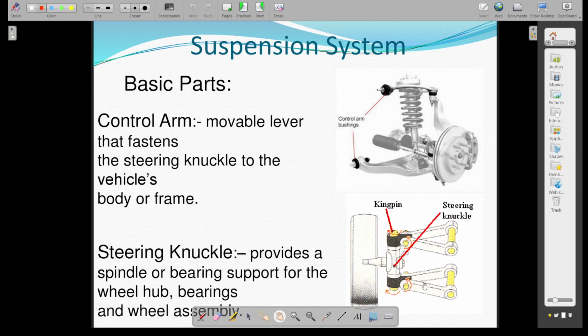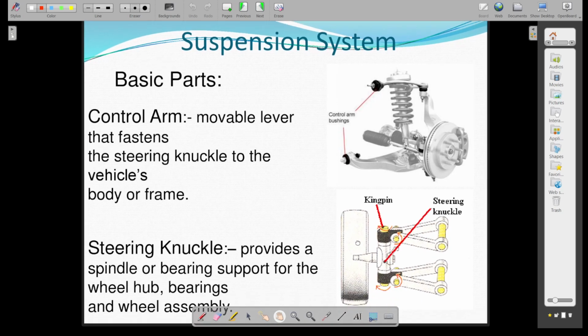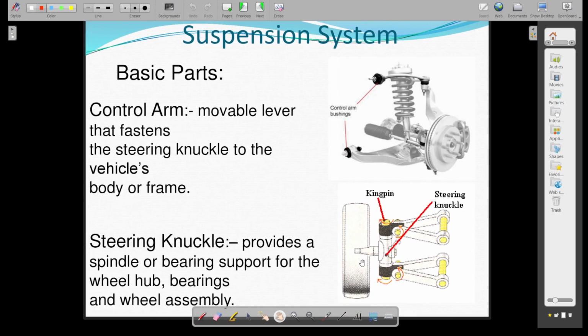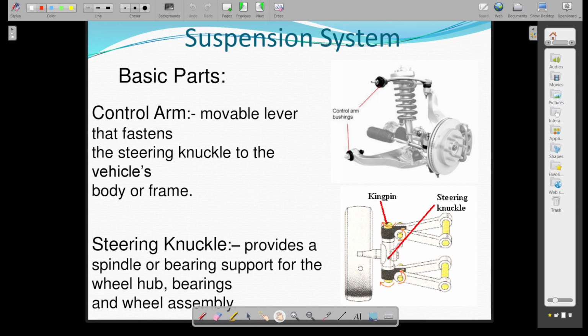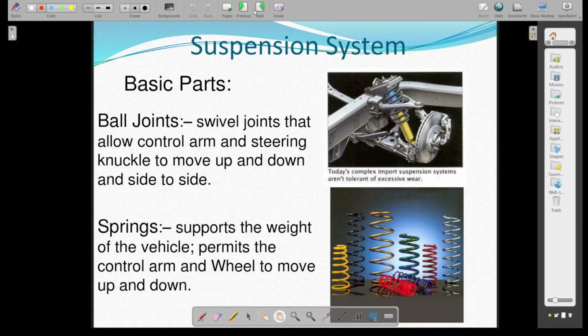This is the upper arm, this is the lower arm, this is the steering knuckle, this is the king pin, and this is the stub axle, on which the wheel is mounted. The steering knuckle is used to give angular movement, angular displacement, to the wheels. The ball joints are swivel joints that allow the control arm and steering knuckle to move up and down and side to side.